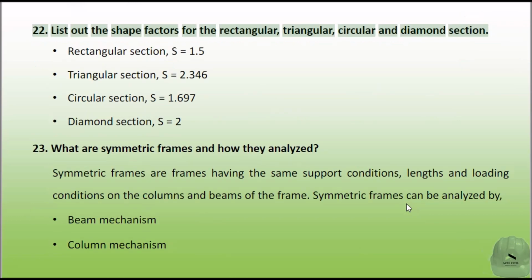List out the shape factors for the rectangular, triangular, circular and diamond section. Rectangular section, S equals 1.5. Triangular section, S equals 2.346. Circular section, S equals 1.697. Diamond section, S equals 2.